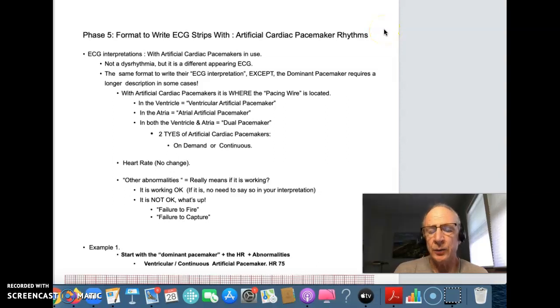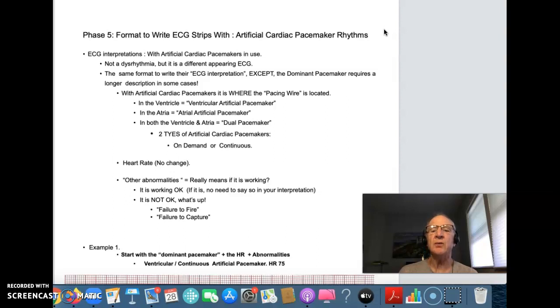In this video, which is the last of a series, we're going to focus on how you write your interpretation when you're looking at an ECG where the dominant pacemaker is from an artificial cardiac pacemaker. When you look at an ECG that shows that the person has an artificial cardiac pacemaker, it looks different. However, it's really not a dysrhythmia in the sense of atrial fibrillation.